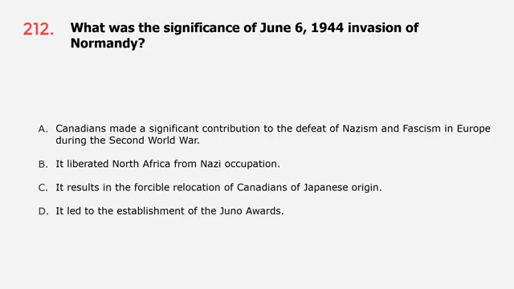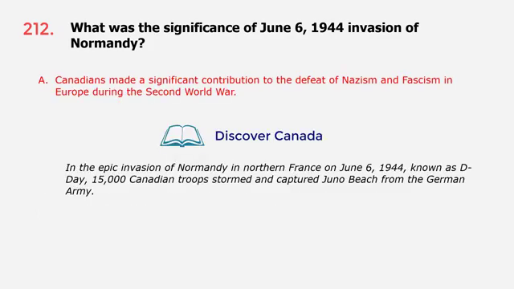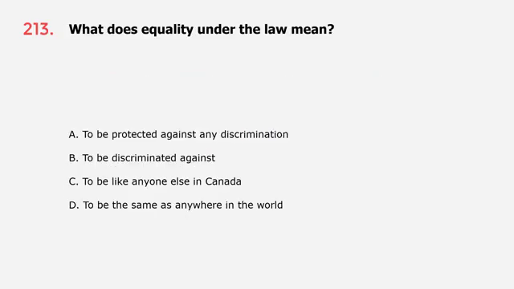Question 212. What was the significance of June 6, 1944 invasion of Normandy? A. Canadians made a significant contribution to the defeat of Nazism and fascism in Europe during the Second World War. B. It liberated North Africa from Nazi occupation. C. It results in the forcible relocation of Canadians of Japanese origin. D. It led to the establishment of the Juno Awards. The answer is A. Canadians made a significant contribution to the defeat of Nazism and fascism in Europe during the Second World War.